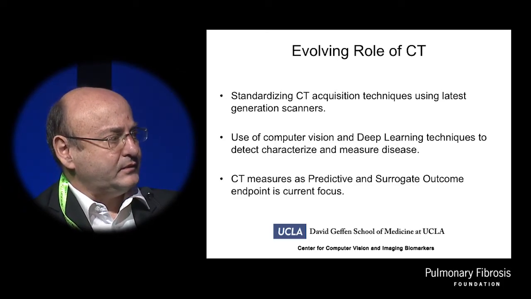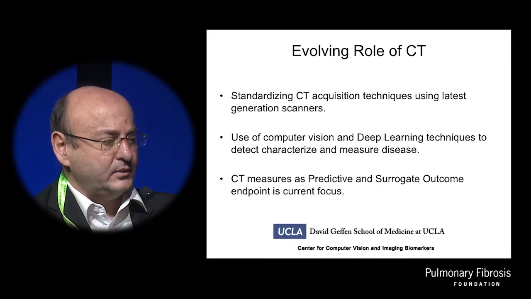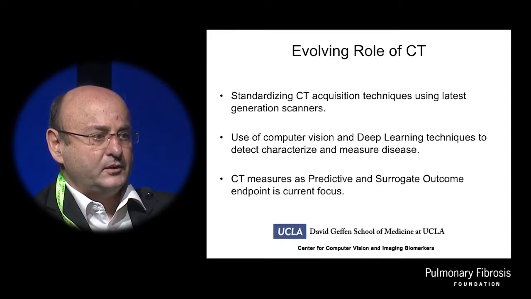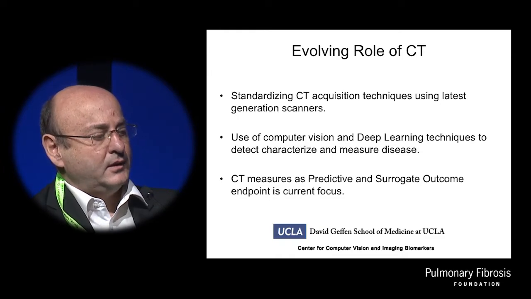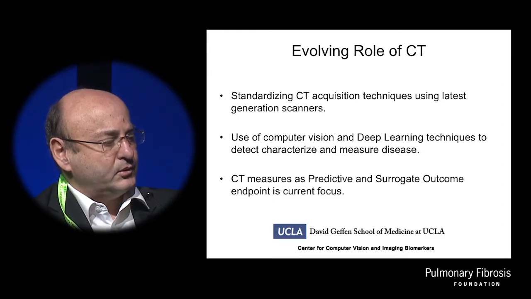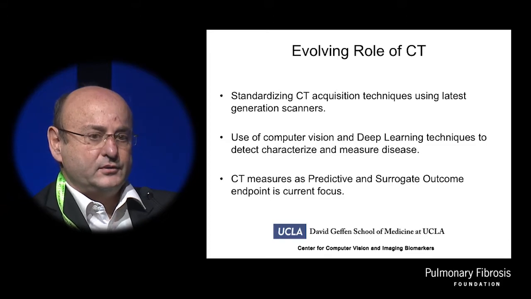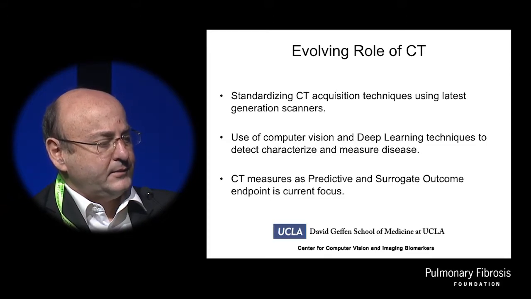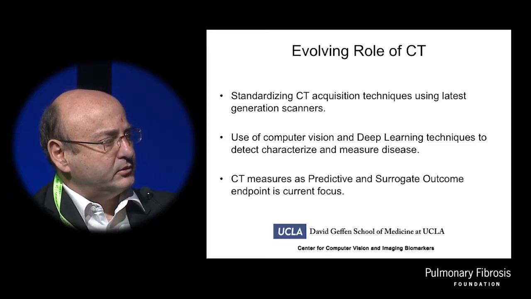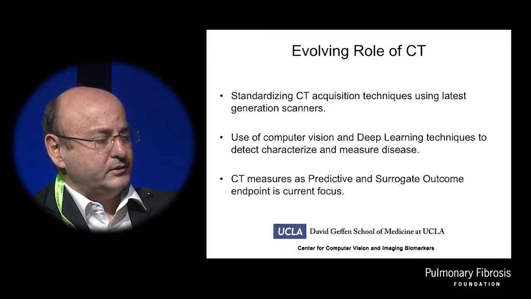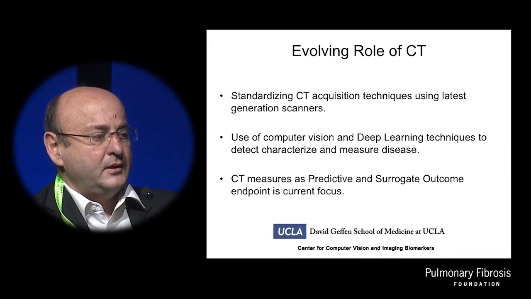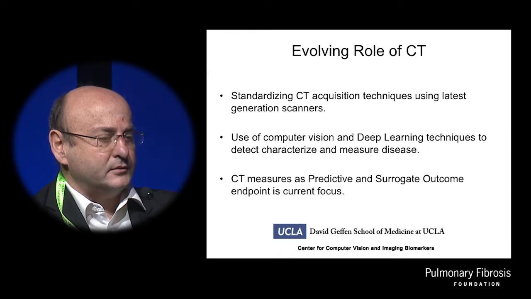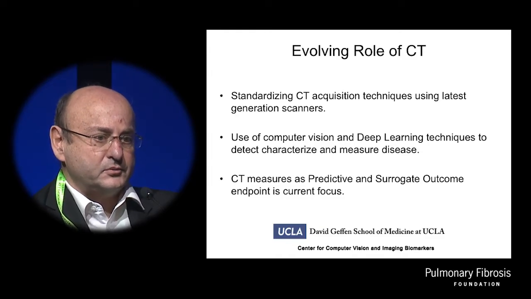So standardizing the CT acquisition, we should all be doing CTs that are volumetric, thin section, non-contrast, at low dose. We need to use computer vision and deep learning techniques to detect and characterize the disease. And I think we're really seeing some real growth in CT being predictive and a surrogate outcome, both in clinical drug trial, but also just in patient management.